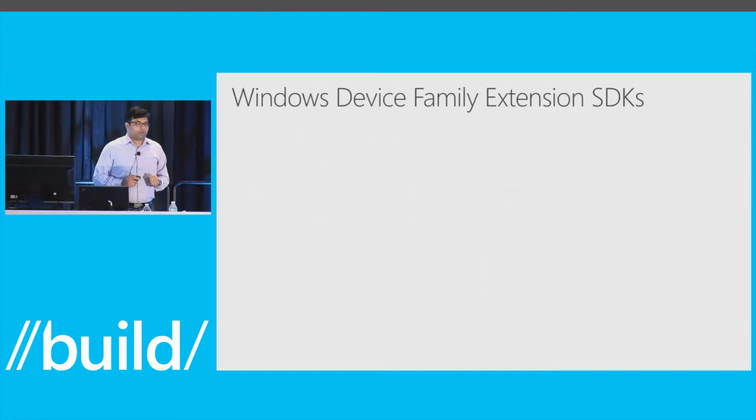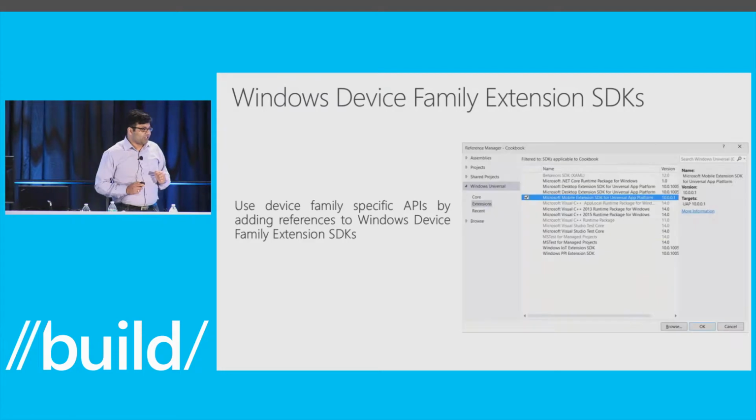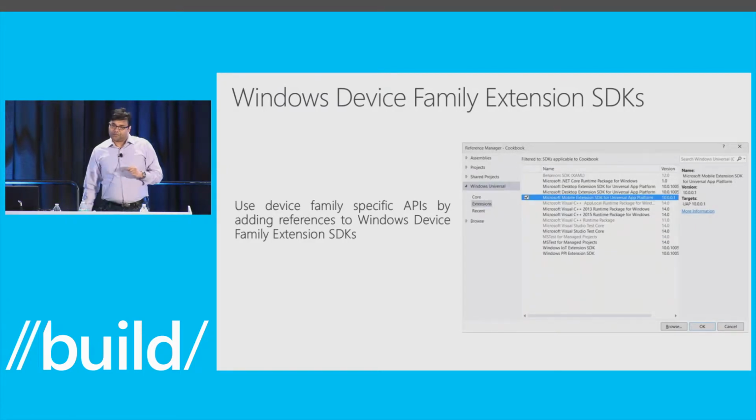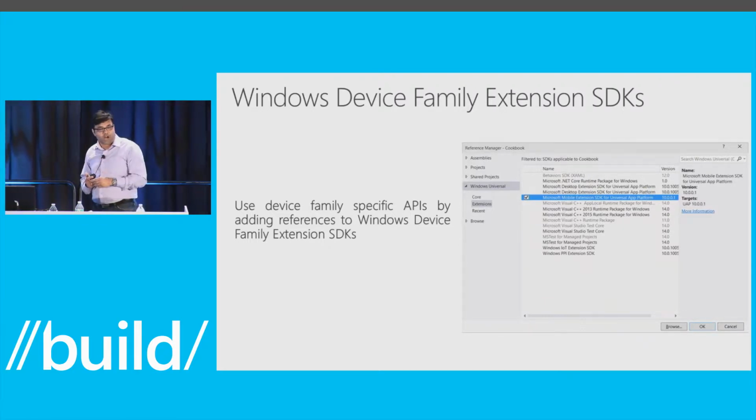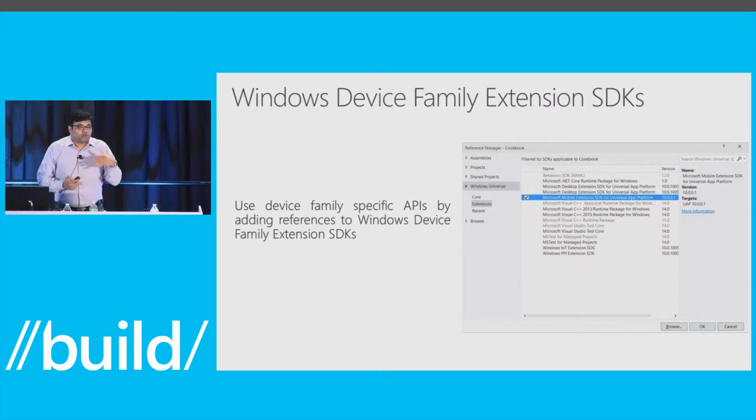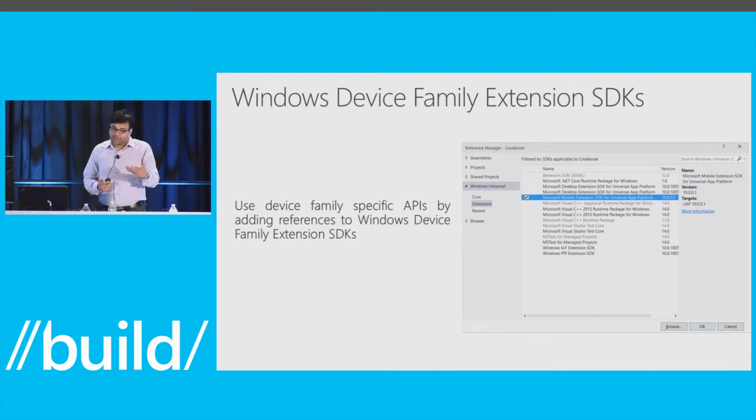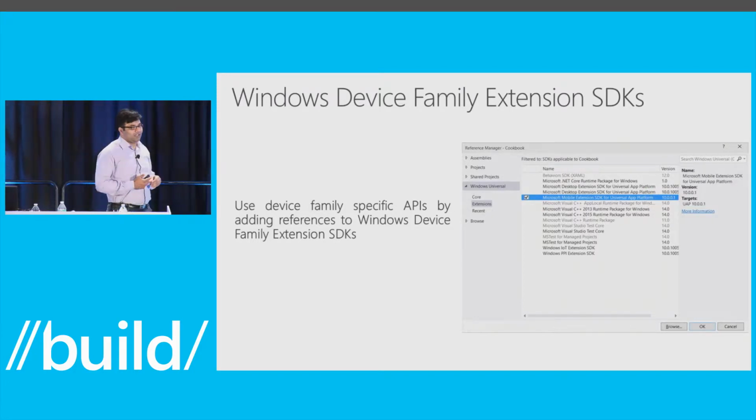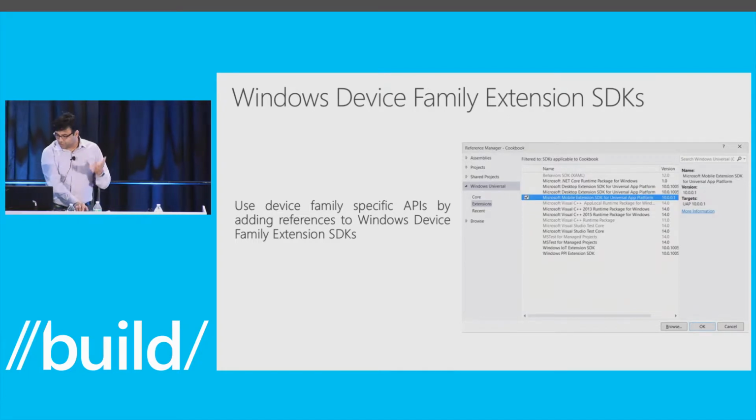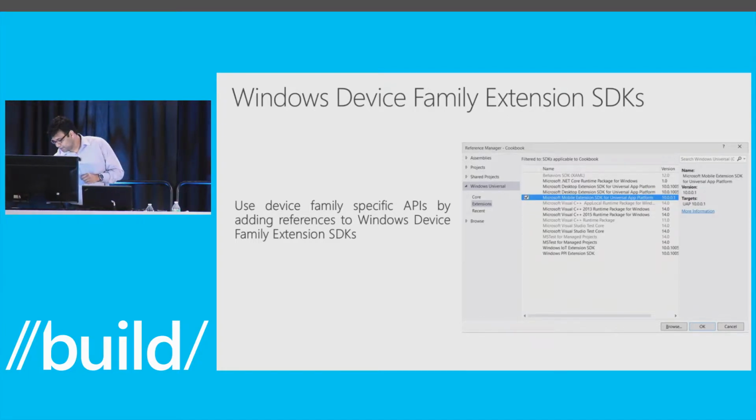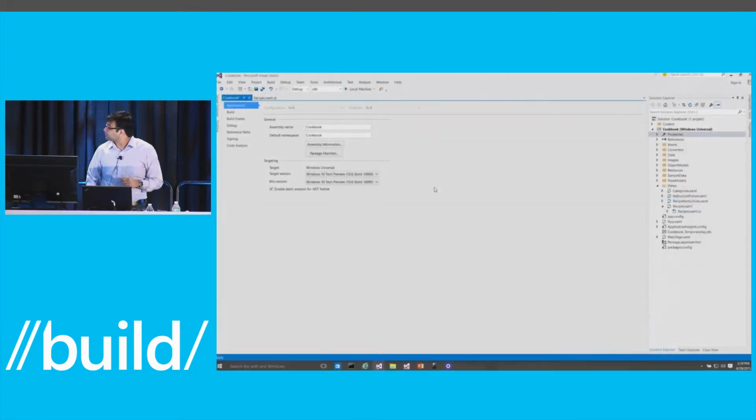Now let's talk a little bit about Windows Device Family Extension SDKs. So as I mentioned, we have a unified developer platform, but there are still some capabilities that are specific to a target device family, right? And we talked about the hardware button on phone. To allow developers to use these APIs and capabilities which are specific to a device family, we have introduced the concept of device family extension SDKs. So let's go to Visual Studio and take a look at that.